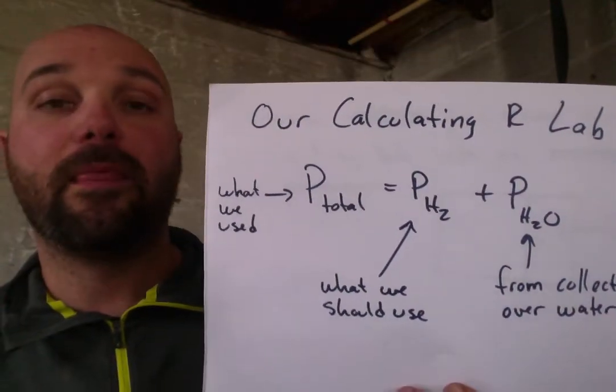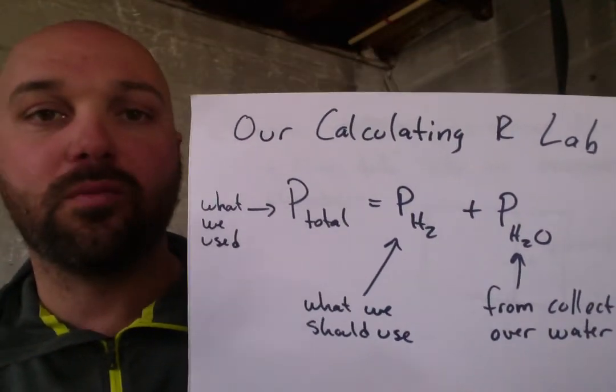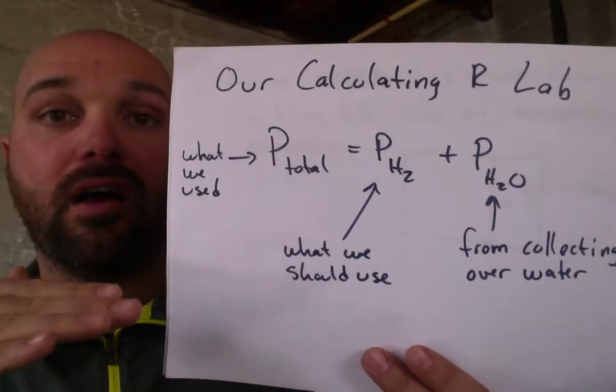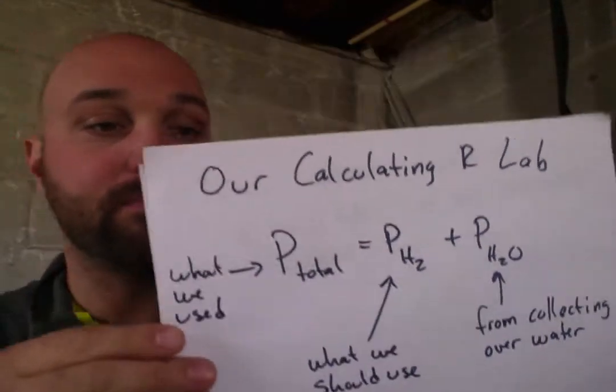So our calculations were a little bit off because there's extra pressure there. So our pressure, because of the hydrogen, is actually a little bit lower.